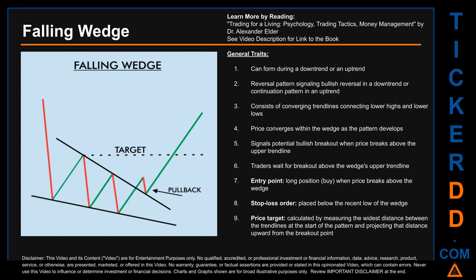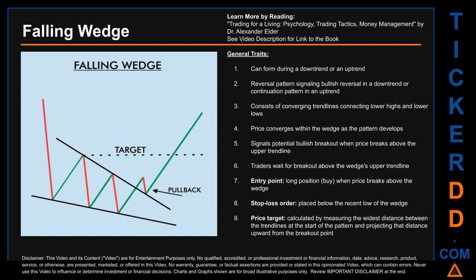A good book that discusses the falling wedge trading pattern, along with other chart patterns and technical analysis concepts, is Trading for a Living: Psychology, Trading Tactics, Money Management, by Dr. Alexander Elder. This book is an excellent resource for both beginners and experienced traders who want to learn more about technical analysis and chart patterns.